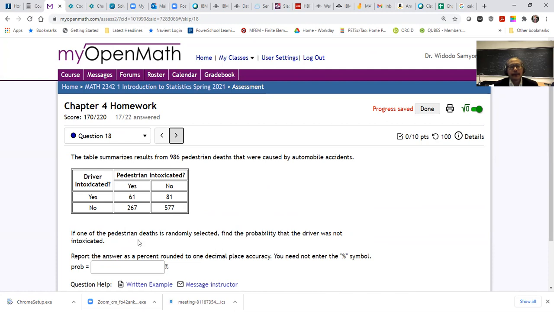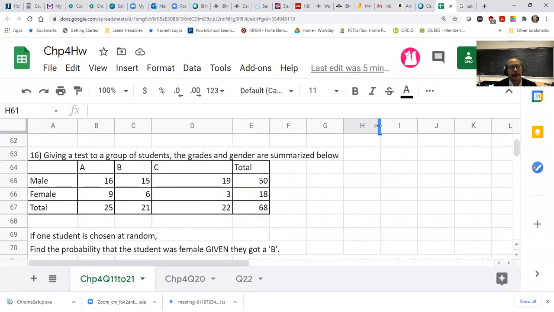Now, what if one person is randomly selected? Find the probability that the driver was not intoxicated. Okay. So what is the number of drivers that were not intoxicated? So this is the data for the truck, right? So not intoxicated means it's no, right? So you need to add this to this, and then divide by the total. So you need to put number 18.